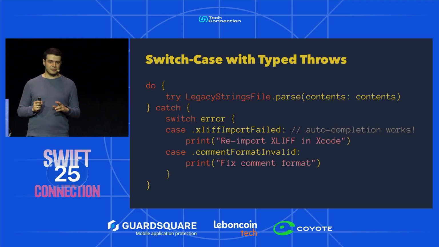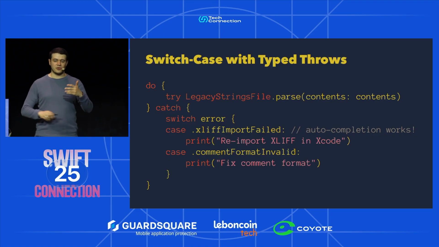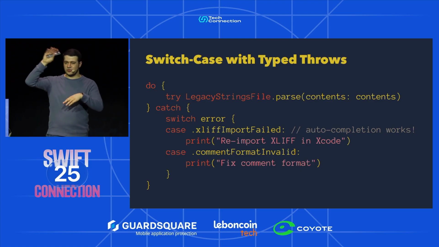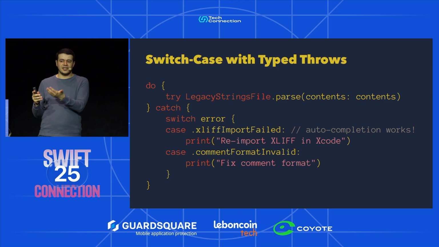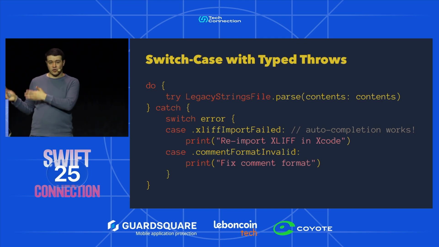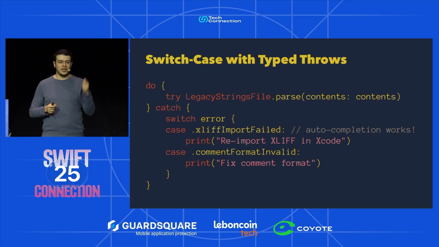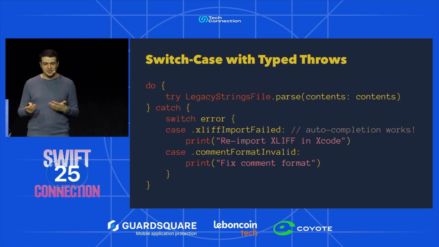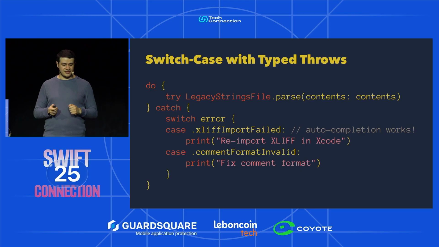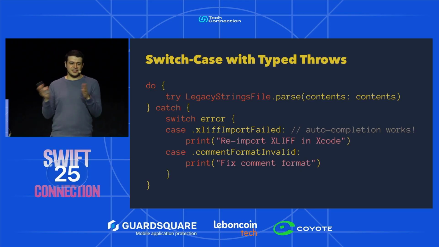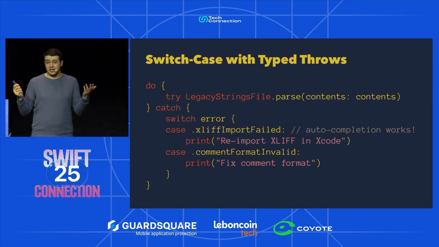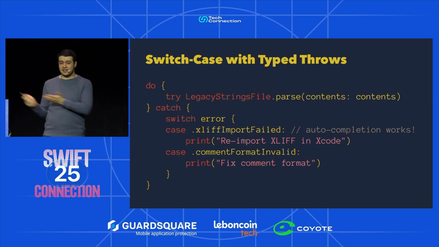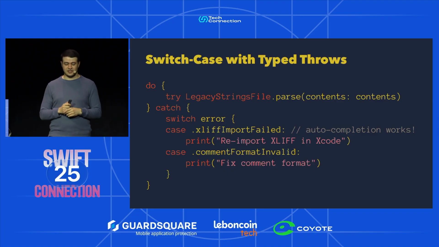And that's really, really amazing, because sometimes you just catch an error and you don't even know exactly what was thrown. But the compiler can tell you, okay, this could have gone wrong. And you can start thinking, okay, can I handle this smartly somehow? And I actually did that in the comment format invalid case, because it's easy to format the double forward slashes to some other format. So for the users, it was basically automatically fixed, and I just handled it in the catch. It was easy thanks to typed throws.